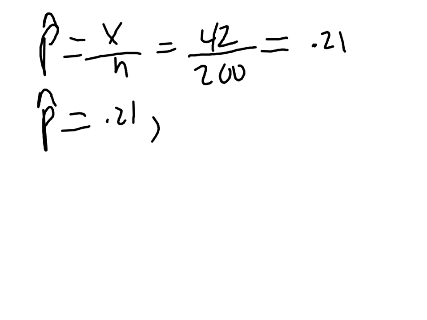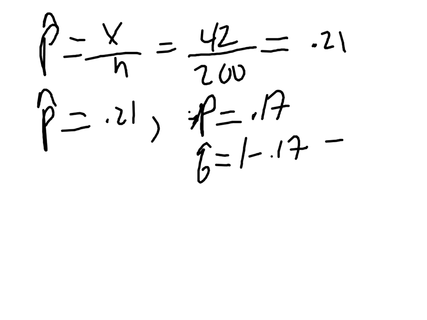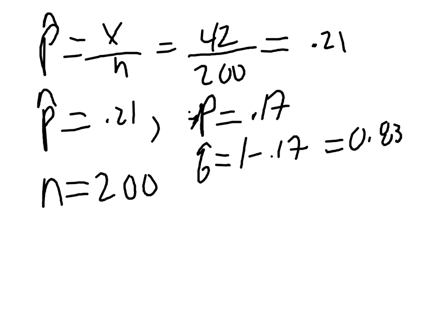Now, normally I would have written this first, but if our true population proportion is equal to 0.17, recall from section 7.3 that Q would be equal to the complement, or 0.83 in this case. Okay, and the other piece of information we have is that n equals 200.